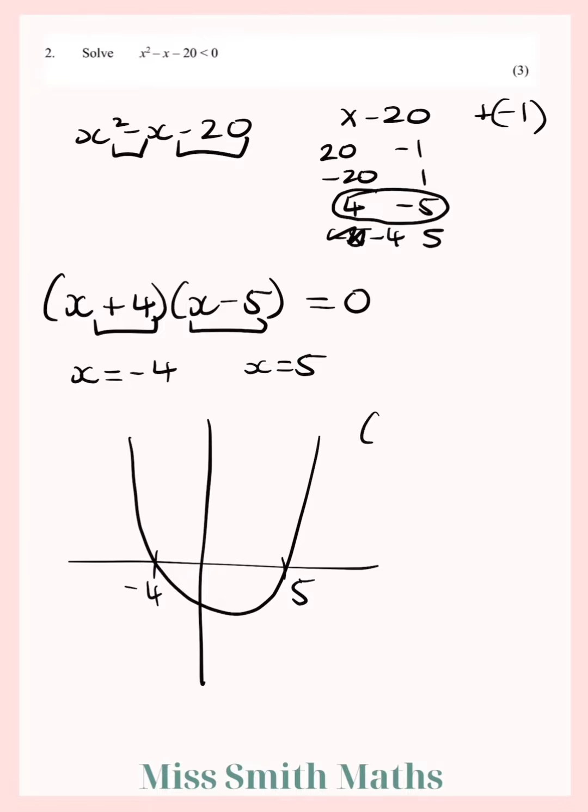So if I think back to my question, I'm looking for when it's all less than 0. Well, while this graph is less than 0 is all this here. And I need to make that into an inequality. So x is greater than minus 4, but it's also less than 5. And that's your final answer.